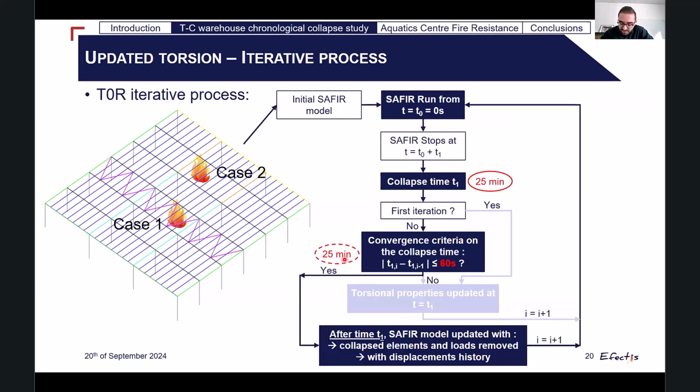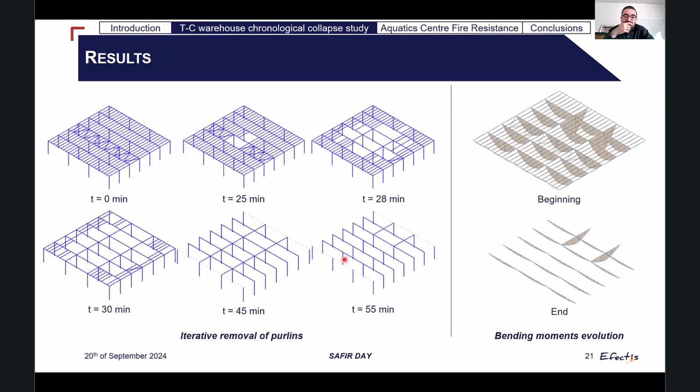And I can say, okay, SAFIR can give me the right collapsed element. I can remove those elements from the calculation. I can launch SAFIR back with the displacement history of that last iteration. So what I will do, I will spare you all these iterations, but I will just show the main results here. So we can clearly see that we removed all the GLT purlins from the SAFIR model. That's around, let's say, 60 minutes. We are left with only the main beams, the main timber beams. So that was quite interesting.